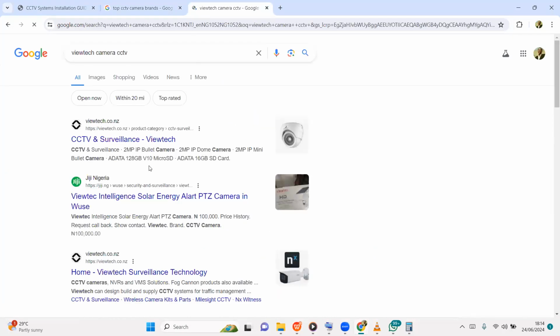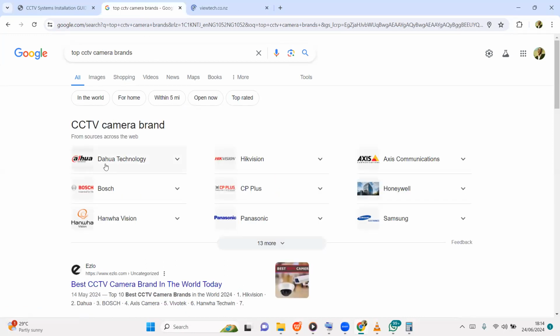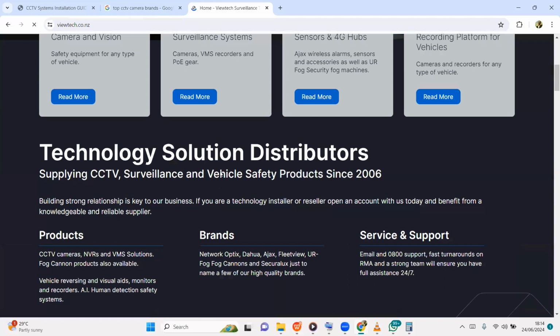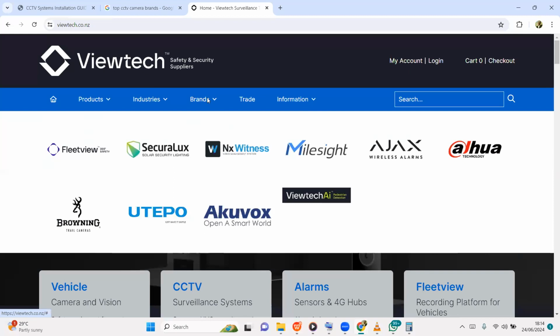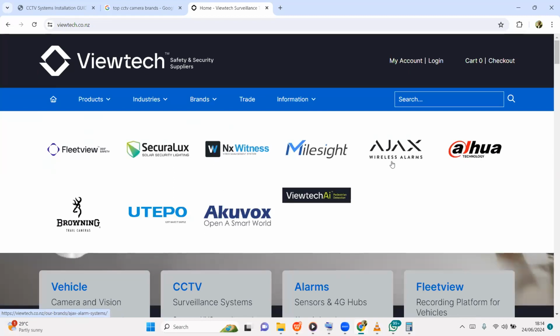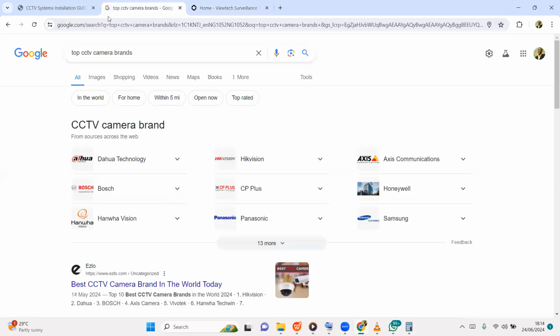So you have some very common ones in the market. You have ViewTech surveillance system. You also have Dahua, you have Hikvision, and you have Honeywell. You still have Bosch. They are premium brands actually, Bosch, Panasonic, and Samsung. There are so many brands. This Dahua is very common also, and not so pricey.